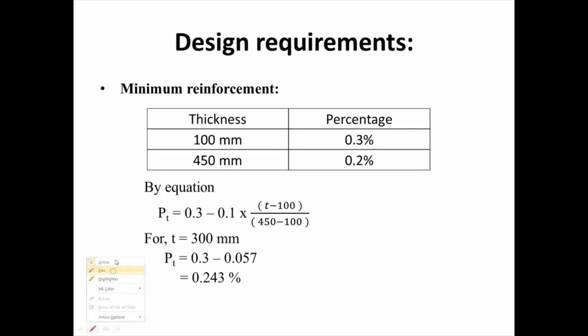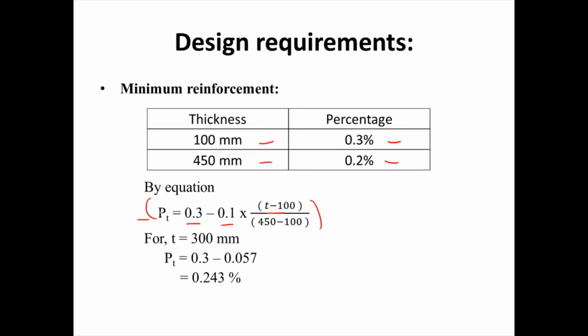Here is the calculation. For a 100 mm thick wall the percentage of steel is 0.3, and for a 450 mm thick wall the percentage is 0.2. Here is the equation: PT is equal to 0.3 minus 0.1 into (T minus 100) divided by (450 minus 100). This is the equation to find PT for thickness in between 100 and 450 mm.